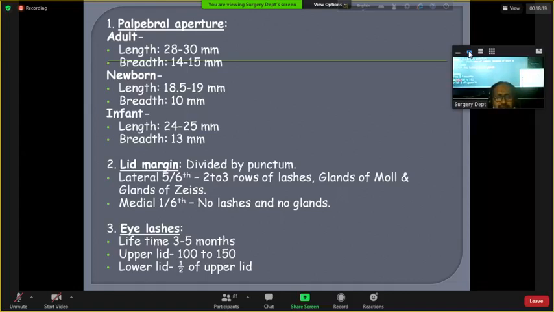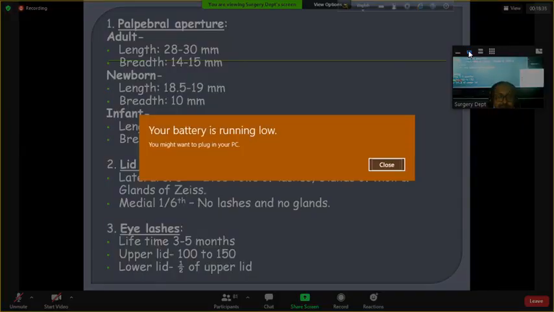These are not essential to memorize, but you should know what is interpalpebral fissure. Interpalpebral fissure is the space between the two lids when eyes are normally open. If you have a staring look, your fissure may be larger.